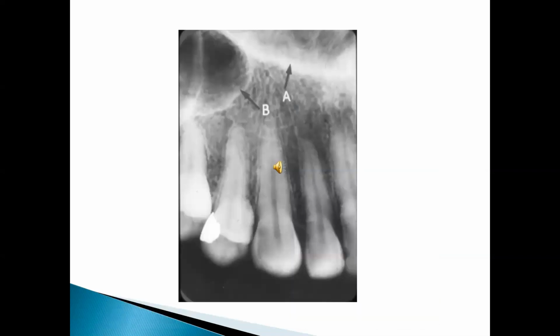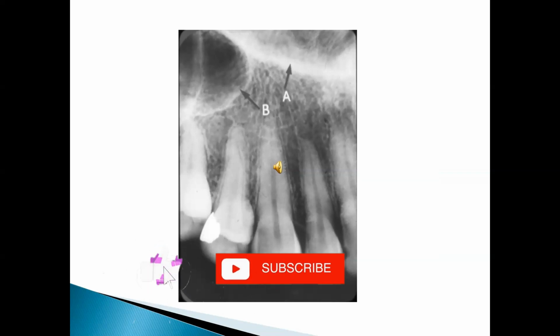Take another 5 seconds to guess what this inverted Y-shaped landmark is. The lines A and B, or the arrows with A and B, show the two arms of the Y, and the other radiopaque area, which extends further apically, shows the stem of the Y. You need to tell what this radiopaque landmark, which has an inverted Y shape, is.